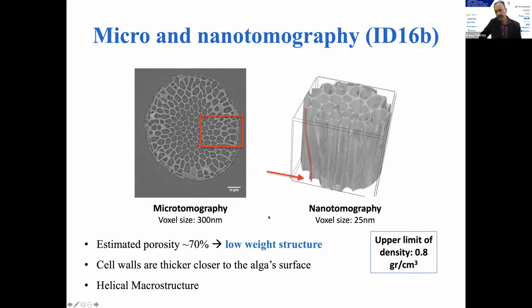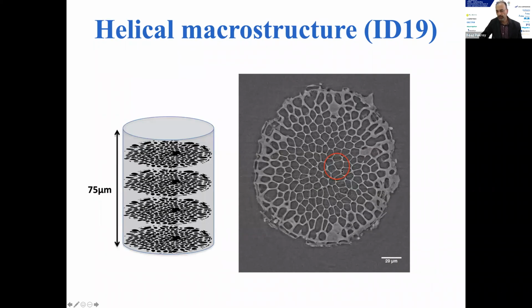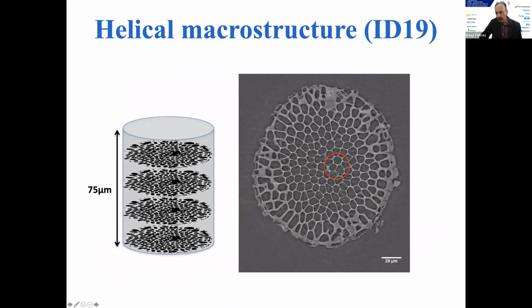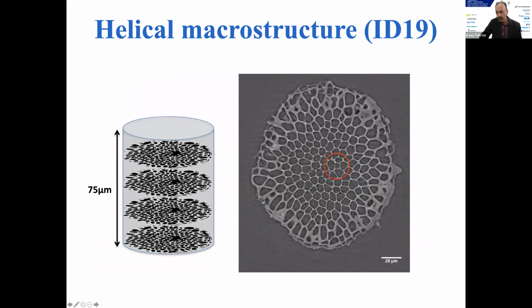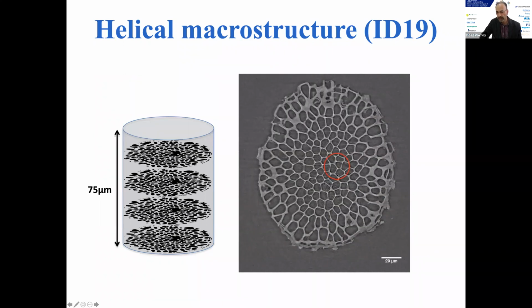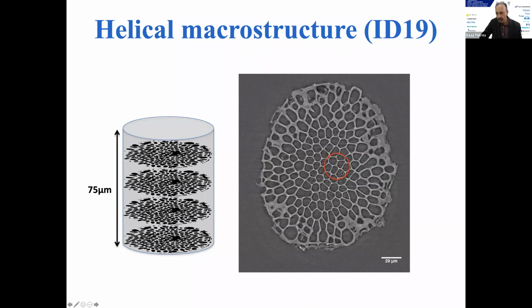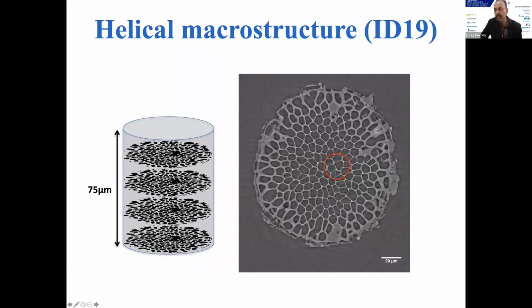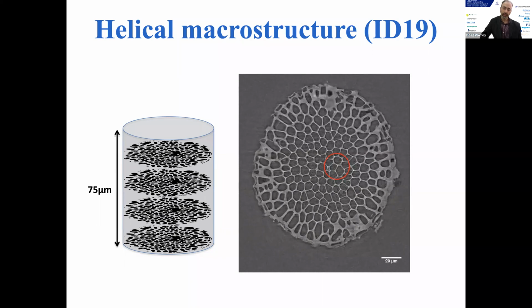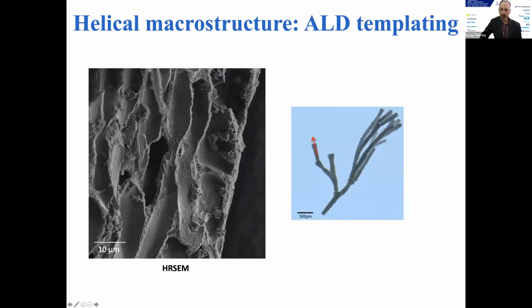But another very interesting thing that we noticed only when we looked at the nanotomography images is that these cells are not just open cells, but you can see that they are helical. This is on ID19, and if you look down one of these cells, you can see that when we go down the 75 micron slab, they're actually turning around. You can actually see this helicity. And when we saw this with the tomography, we of course went back to the SEM. You can see here a cross-section in the SEM where it is really helical.